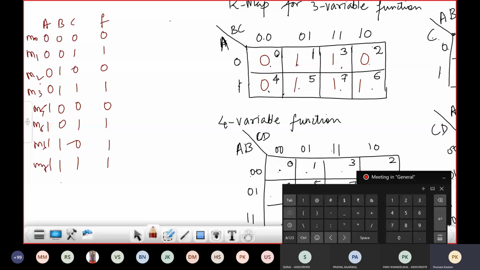And now we have to use the grouping technique to simplify the logic function. Basically, K-map reduction is based on the grouping technique. Grouping means we basically use the combining theorem. So the basis for K-map reduction is the combining theorem. I hope you all remember combining.